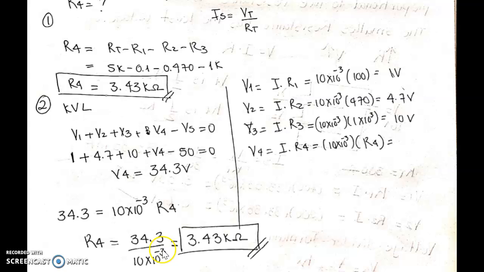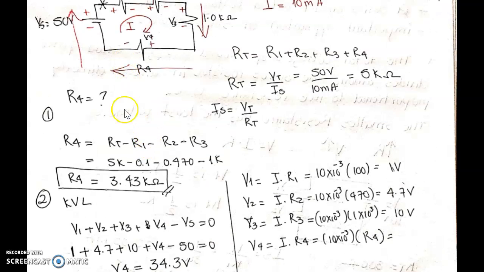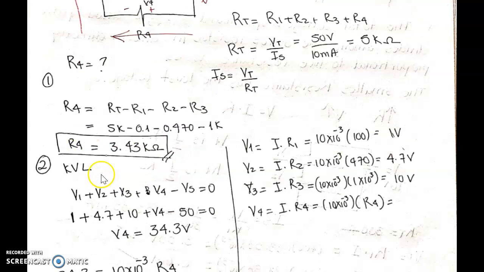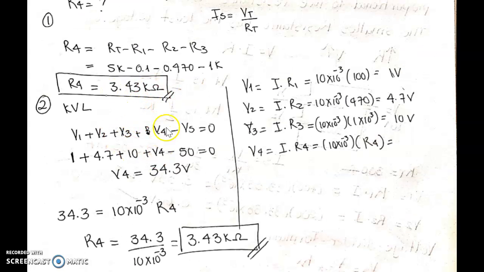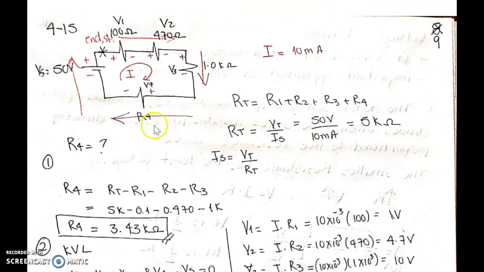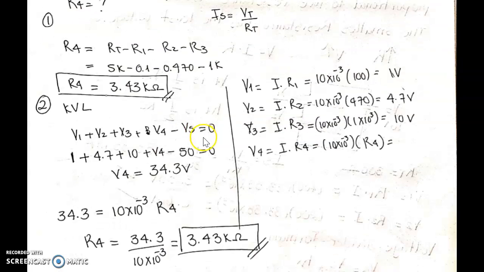3.43 kilo ohms. So if I compare that to what I found using Ohm's law, I see that they are the same. So there are two different ways you can solve for an unknown quantity. In this case it was V4 and R4.